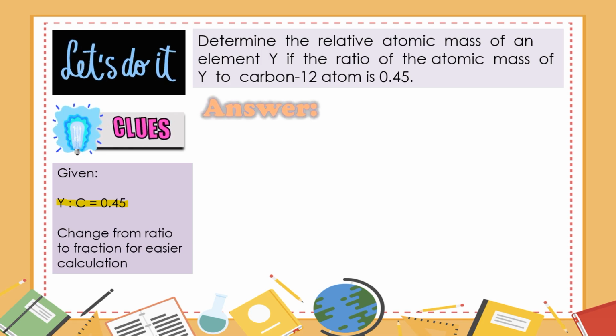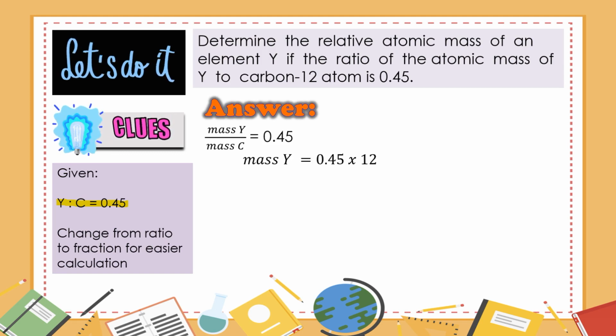Right, next is the sample calculation. Okay, so you can write like this: mass of Y divided by mass of carbon equal to 0.45. Since we already know the mass of carbon is equal to 12 AMU. So therefore, the answer is 5.4 AMU.